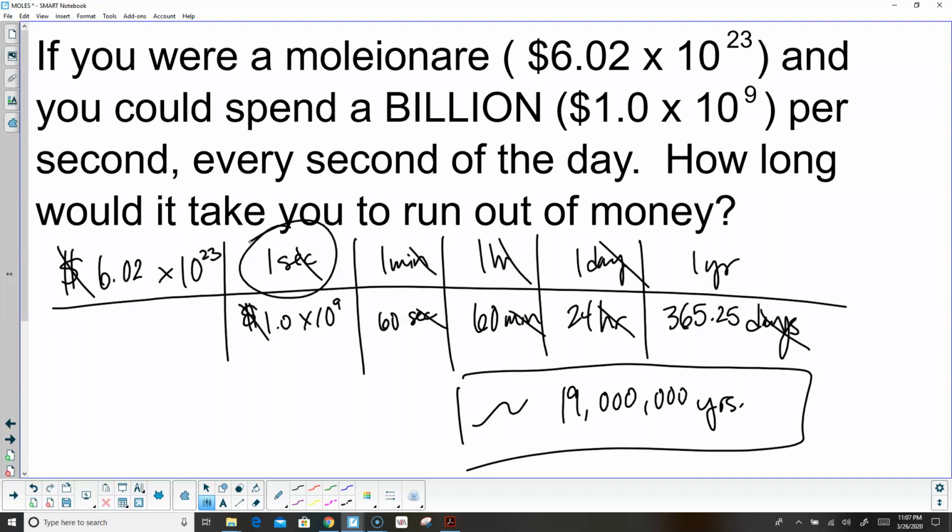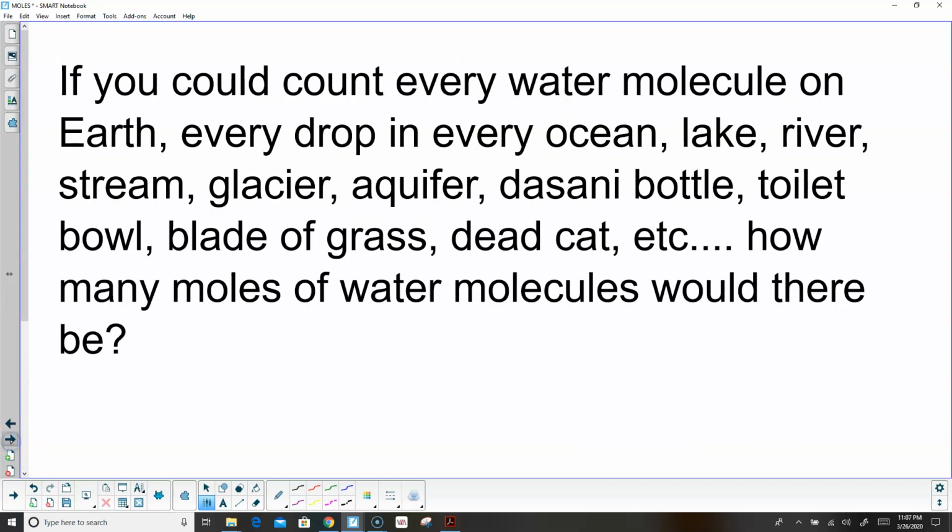Okay, let's go on to the next deal here. Let's say we could count up every water molecule on Earth, every drop of water in every ocean, lake, river, stream, glacier, aquifer, Dasani bottle of water, toilet bowl, blade of grass, dead cat. How many moles of water molecules do you think there are?